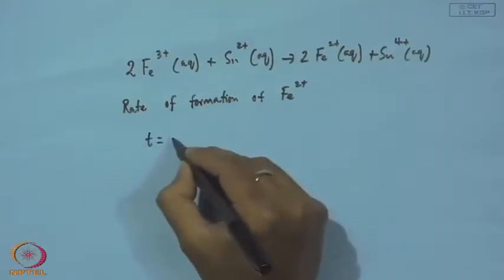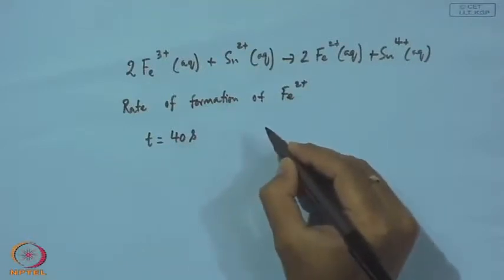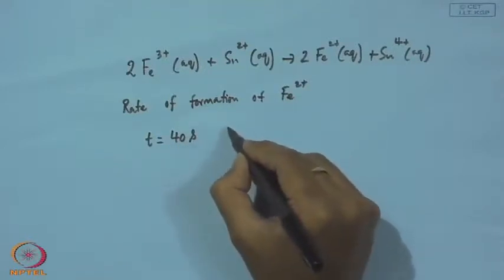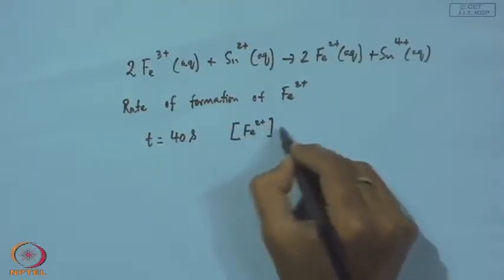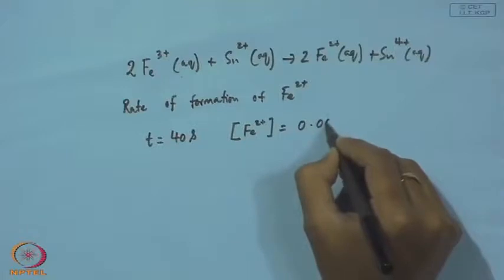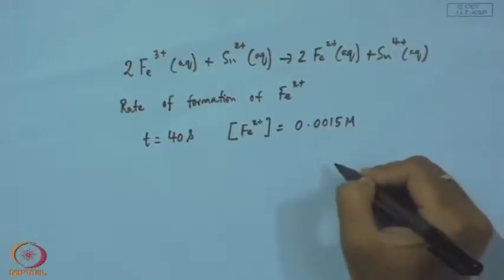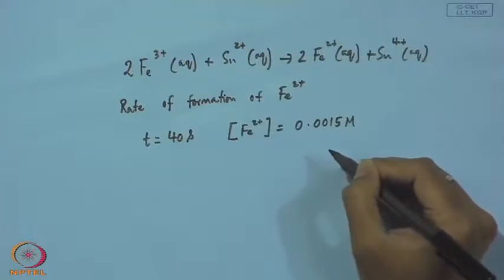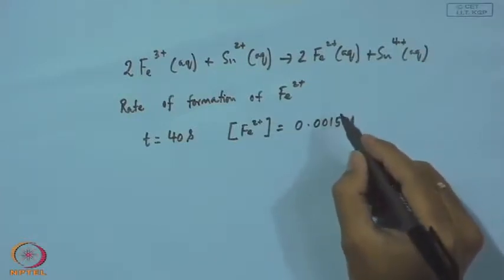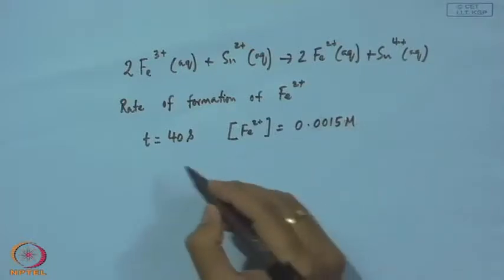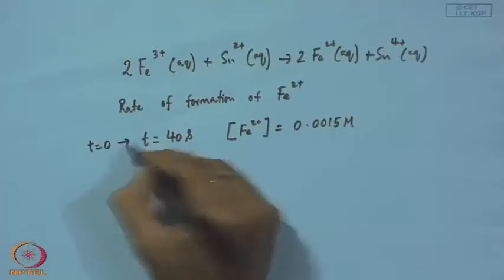So, we need some time information. Say let us put t is equal to 40 seconds and say the concentration of Fe2+ is equal to 0.0015 molar. We can measure the concentration by various means, maybe spectrophotometrically or maybe some other analytic method, from t is equal to 0 to t is equal to 40.